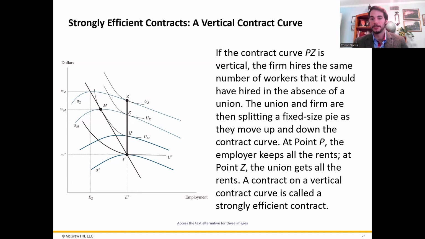Where they fall on that line is going to determine how the profits are shared between the union and the firm. So if they agree on point P here, the firm is going to keep all of the profit. As they move higher up this curve towards point Z, the union is going to capture more and more of those profits. And all the way at point Z here, the firm is going to break even. Remember, the textbook defines point Z like this curve is the break-even point. So as they reach that point, the firm breaks even and the union is able to capture all the profits. Anywhere in between, point R, point Q, anywhere on this line, the firm is going to capture some and the union is going to capture some.